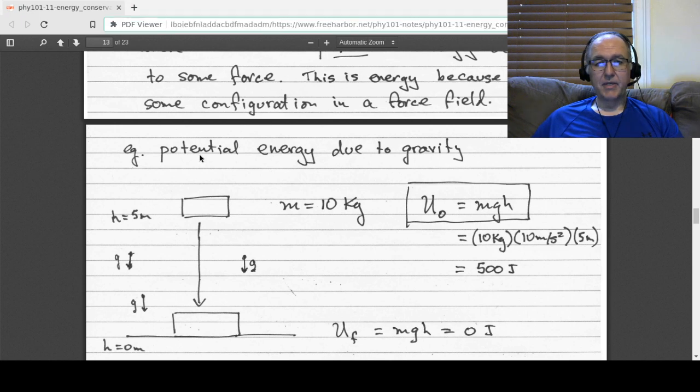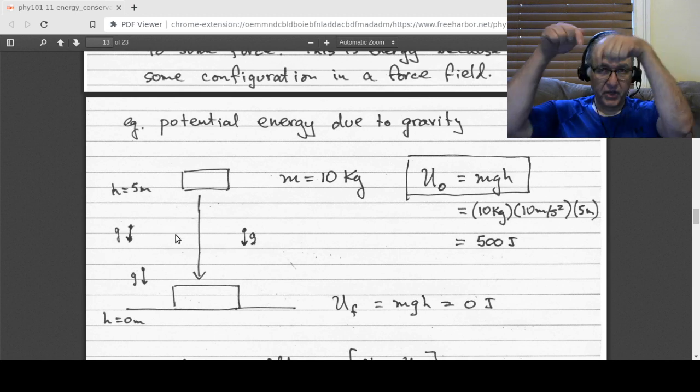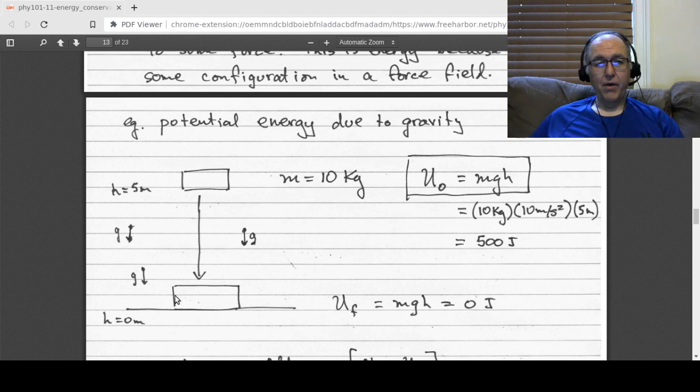In the potential energy due to gravity, you can imagine a block which is up here, say at a height of 5 meters. So we have a 10 kilogram mass at a height of 5 meters here like that. And everywhere in space here, there's g, which is like a gravitational field. This is like gravity pulling down. And then we have the block here at ground level. This is at h equals 0.